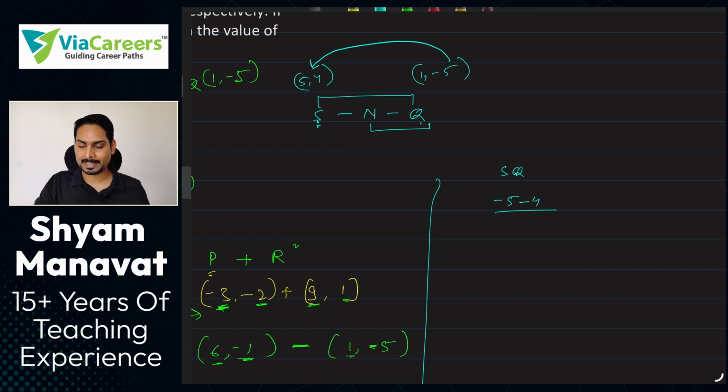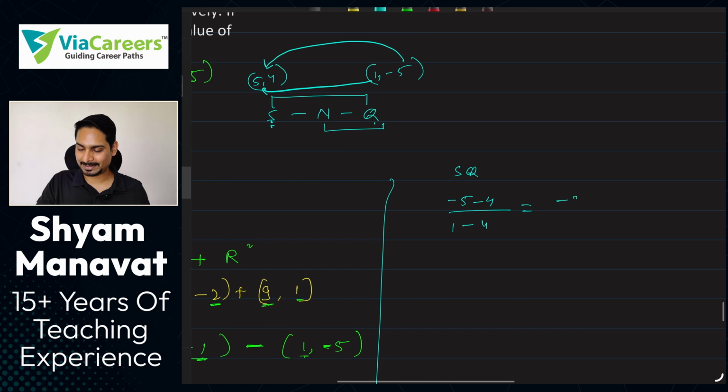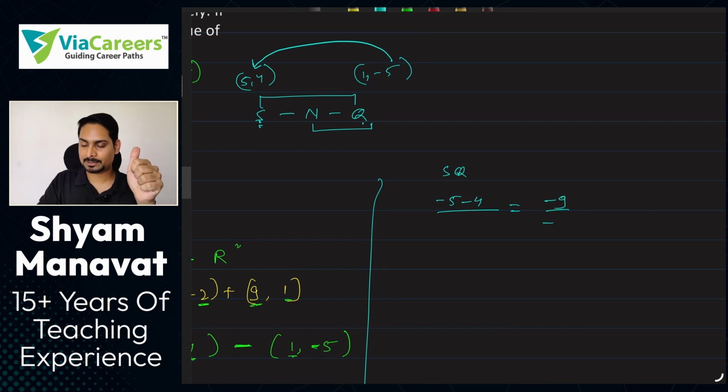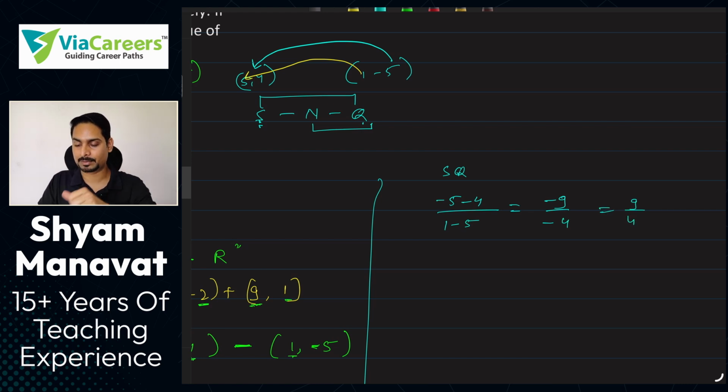चलेगा बाद में देखते हैं. And then -9 by 1 -5. This become what? -3. So ये बन जाएगा आपका -9 by... So -5 -4 here divided by 1. अरे क्या कहाँ गायब हो गया? Let me change the color. 1 -5. So 1 -5 is what? -4, right? So this become what? 9 by 4. That is the slope of SQ.